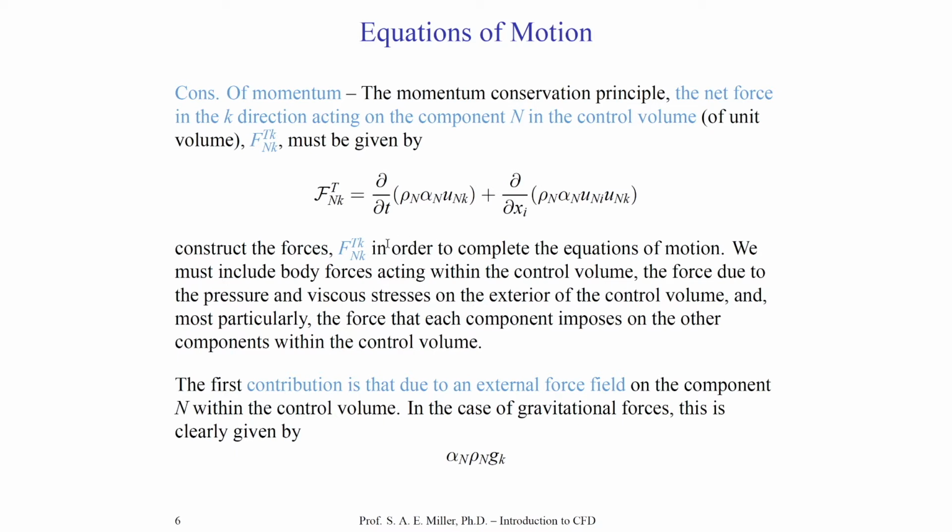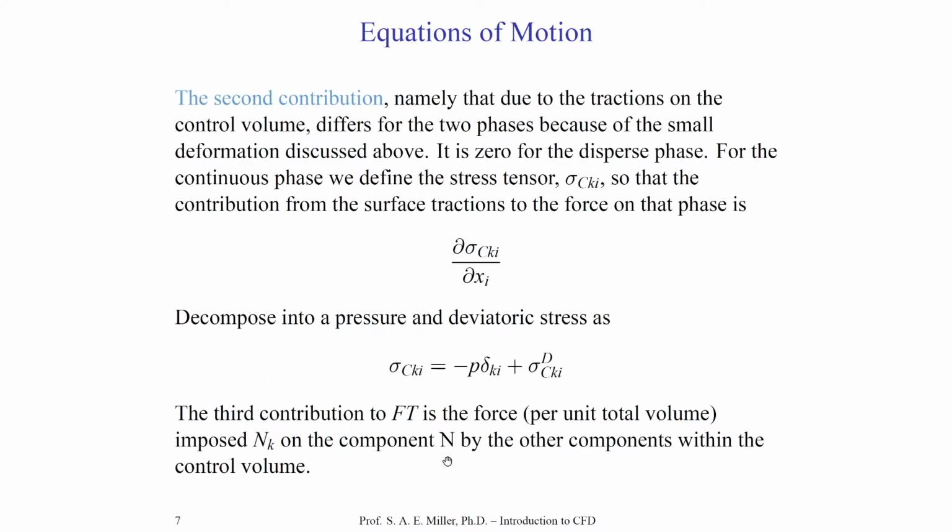We need to include body forces that are acting in the control volume, the forces due to the pressure and viscous stresses on the exterior, and of course, the forces that each component imposes on the other components within the volume. Now, the first contribution will be the force due to the external force field. We can rewrite this way. The second contribution will be due to the tractions on the control volume between the particular phases of the fluid. This means we need to modify our stress tensor, partial sigma_ki over partial x_i. And we can decompose that into a pressure and deviatoric stresses just like we did in our equations of motion formulation for the original stress tensor.